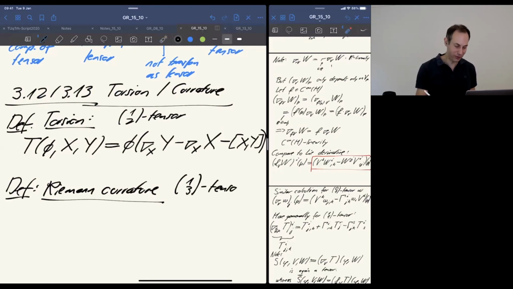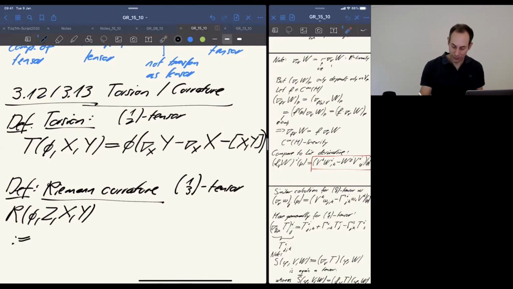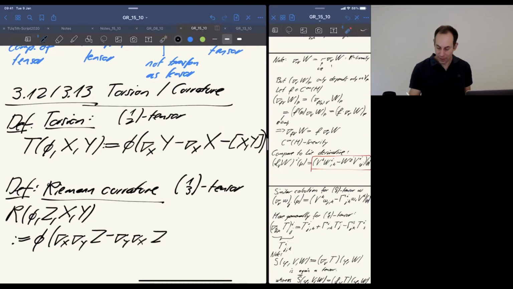And the 1-3 tensor is, of course, now even more complicated. I call it R. It takes a covector and three vectors. And the first, by convention, is called Z. Okay, this is just a convention that is sometimes used. And what does it do? It applies the covector to a vector, which is obtained by first taking the derivative in x direction, then the derivative in the y direction of the vector field Z, then the opposite order of the derivatives, again applied to the same vector field Z, minus the derivative into the direction of the Lie bracket of x and y of the vector field Z. So it's an even more complicated object.